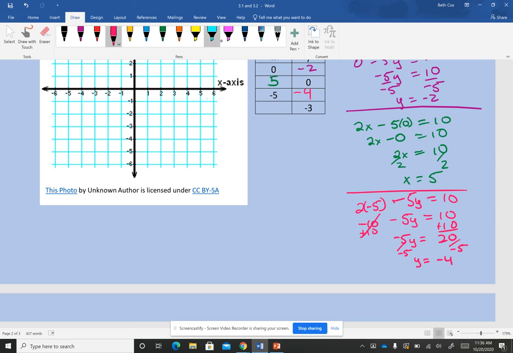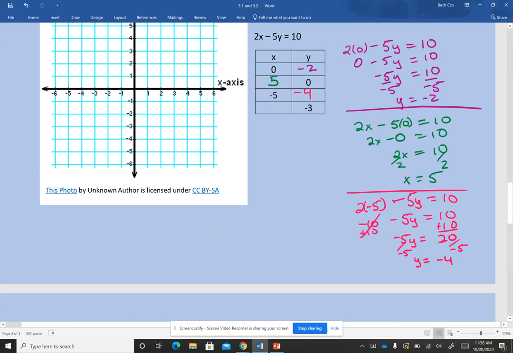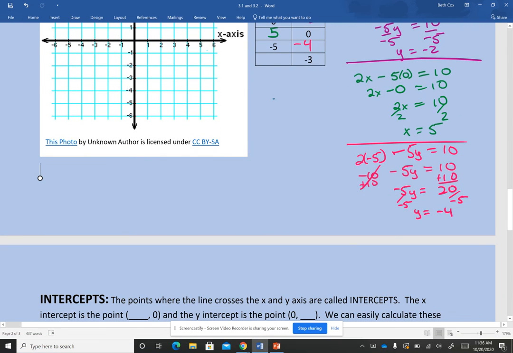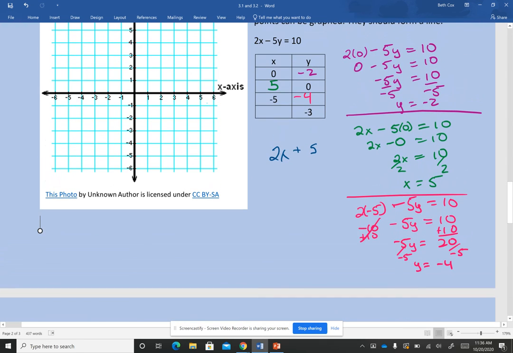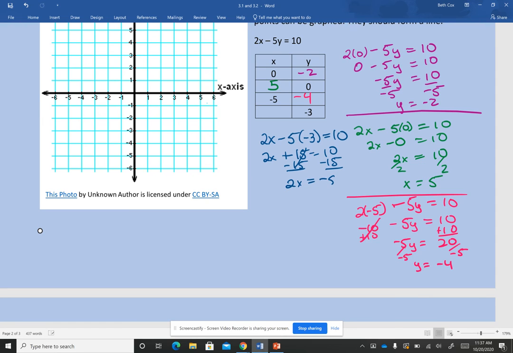And last but not least, what's a good color I haven't used? There we go. All right, so now we've got 2x minus 5 times negative 3 equal 10. So 2x plus 15 equal 10. Solve for x. I'm going to subtract 15 on both sides. That's going to give me a negative 5 on the right. Divide both sides by 2 and I get a fraction. x is negative 5 over 2.